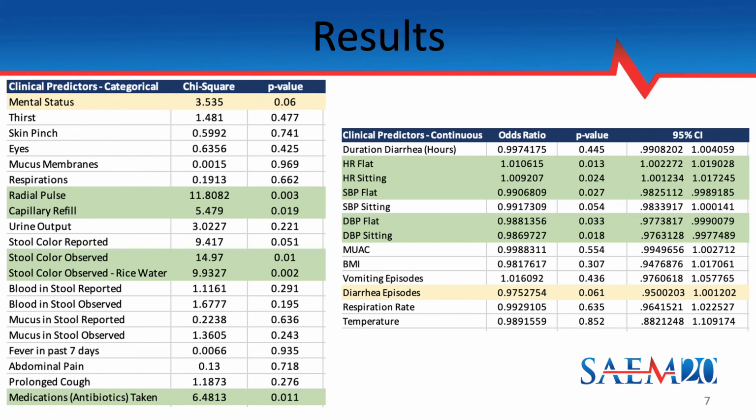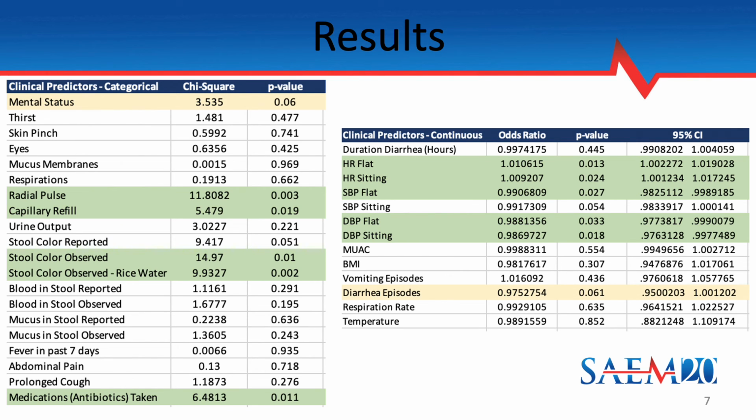Clinical predictors significantly associated with bacterial etiology of diarrheal disease included weak radial pulse, delayed capillary refill time, stool color observed by study staff, more specifically rice water stool, and prior use of antibiotics to treat the current illness. The odds of having a bacterial etiology of diarrhea decreased with higher systolic or diastolic blood pressure and increased with higher heart rate. Mental status and number of diarrheal episodes showed association with bacterial etiology but were marginally statistically insignificant.